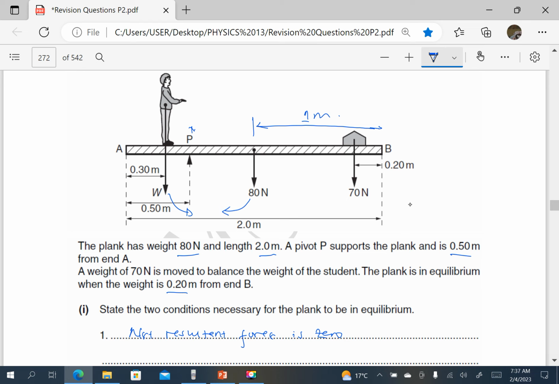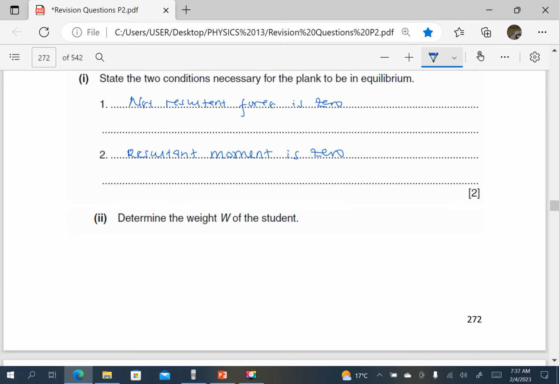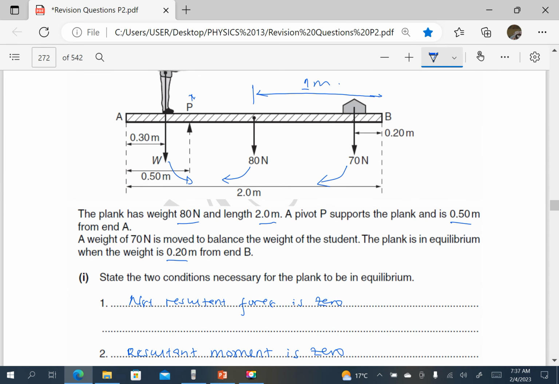80 newtons will cause a clockwise moment, and 70 newtons will cause a clockwise moment. So I'll take moments about P. The weight of the student is W times the perpendicular distance from P.